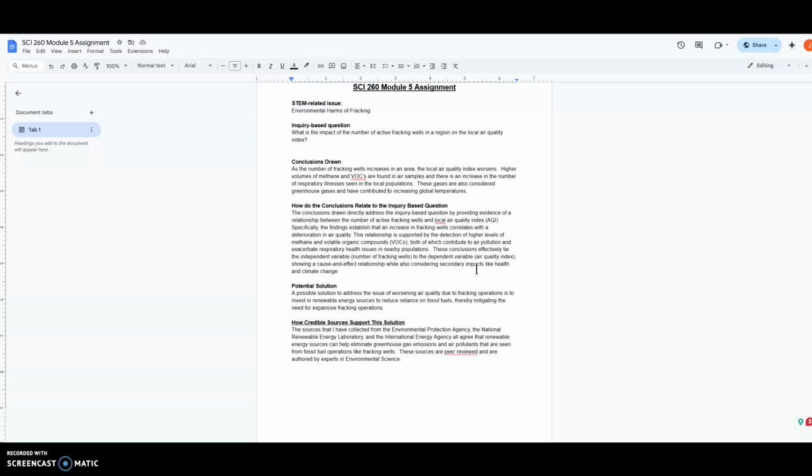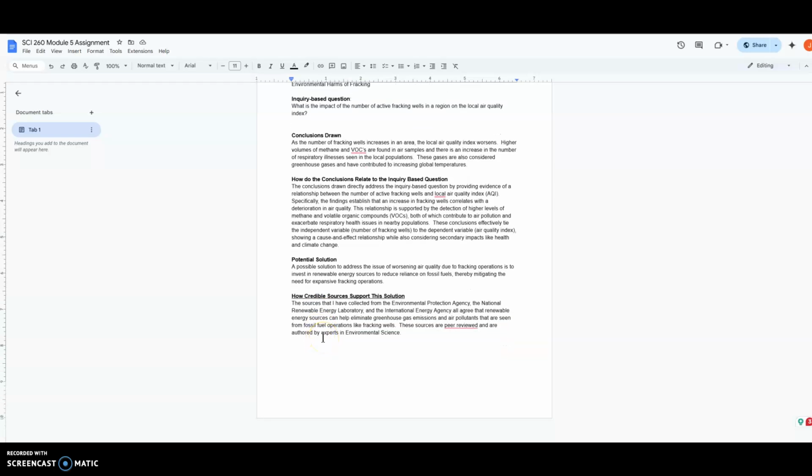So just pick one solution. You don't have to list a bunch of different ones. So I just chose that instead of doing fracking operations, we could move towards renewable energy sources. And then this last part is the one that students kind of struggle with a little bit, which is how credible sources actually support this solution.